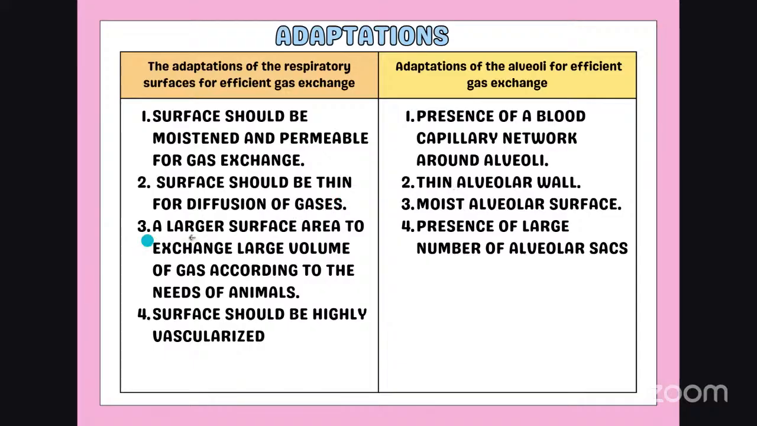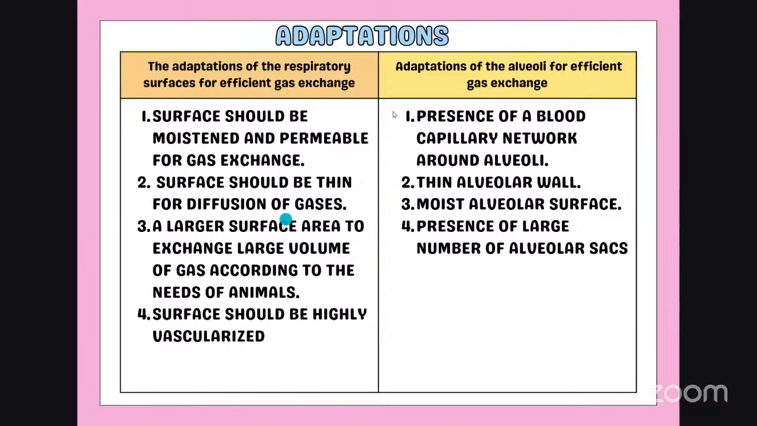Then third one, a larger surface area to exchange a large volume of gas according to the needs of animals. For example, a cnidarian is actually a simple animal, and almost all of its body cells are in contact with the water, with the external environment. Therefore, they don't need a special respiratory system to exchange gases. They can directly do it through their body wall.